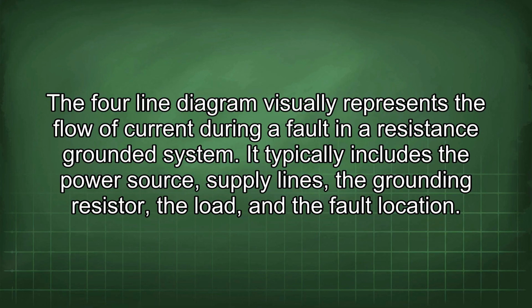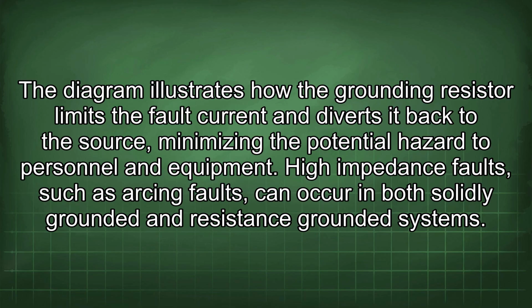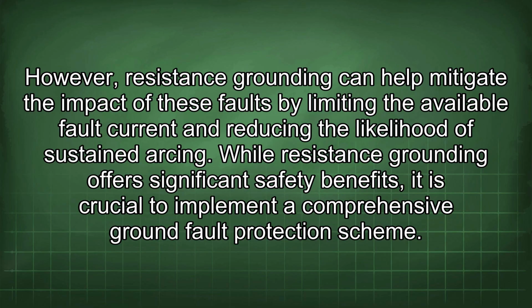It typically includes the power source, supply lines, the grounding resistor, the load, and the fault location. The diagram illustrates how the grounding resistor limits the fault current and diverts it back to the source, minimizing the potential hazard to personnel and equipment. High impedance faults, such as arcing faults, can occur in both solidly grounded and resistance grounded systems. However, resistance grounding can help mitigate the impact of these faults by limiting the available fault current and reducing the likelihood of sustained arcing.